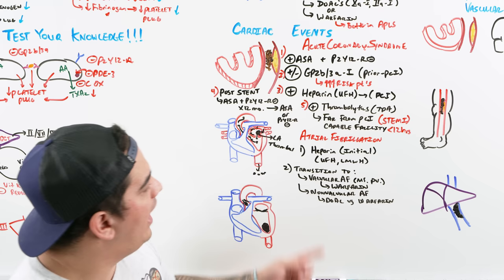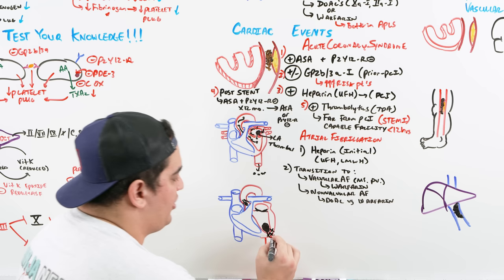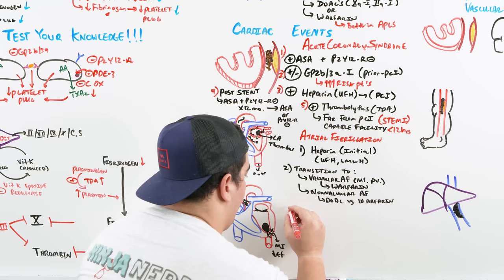All right, so this is for atrial fibrillation, okay? Next thing is, what if a patient has a thrombus in their left ventricle? Maybe they just had an MI, or maybe they have a very, very reduced ejection fraction. There's a lot of blood pooling up in that area. This can lead to a left ventricular thrombus. So there's one particular thing here.